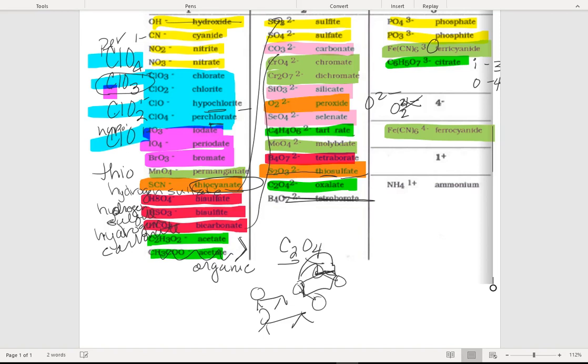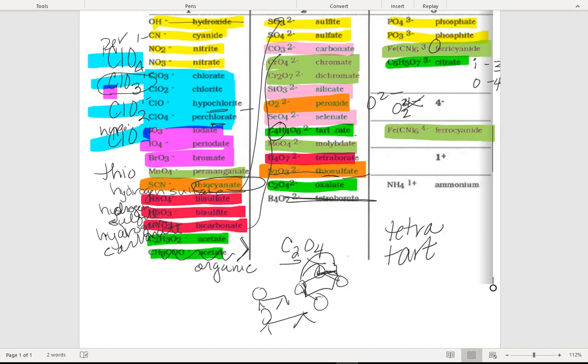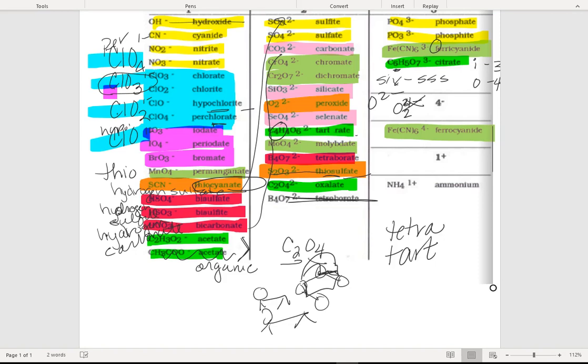The next one, tartrate. C4. Remember we said that 4 was tetra. Well, we're going to go with tart as well. So if you can remember, tartrate is C4. Tetra is also a 4, B4. It's close enough, maybe it'll work for you. Citrate, C6, starts with the sound. Citrate starts with a sound. That's how I remember that one.